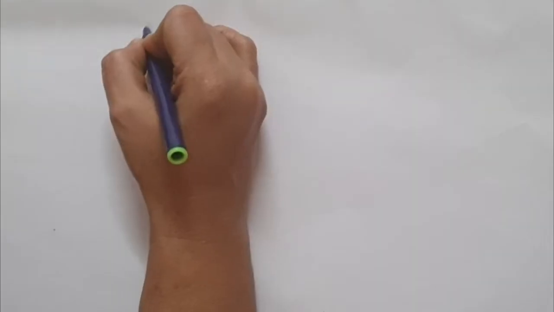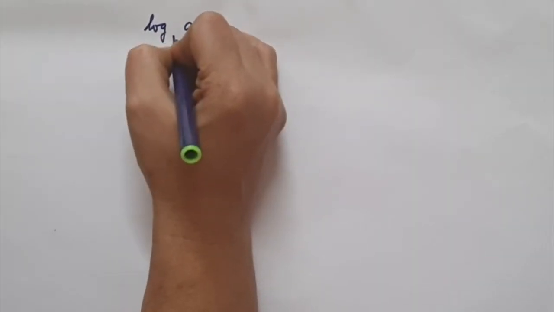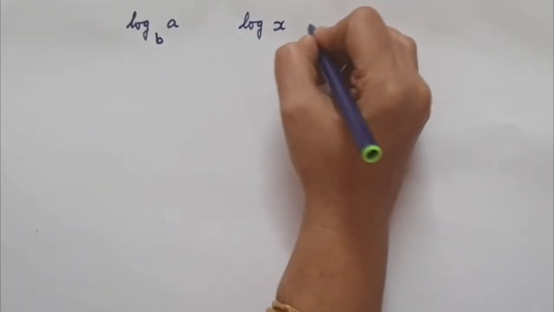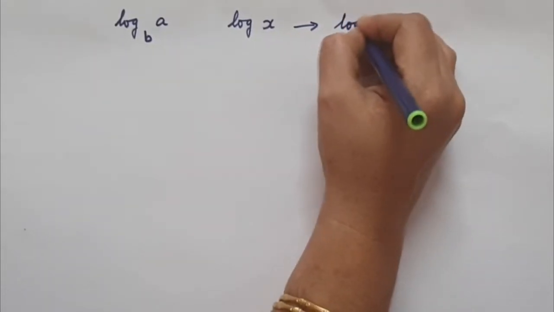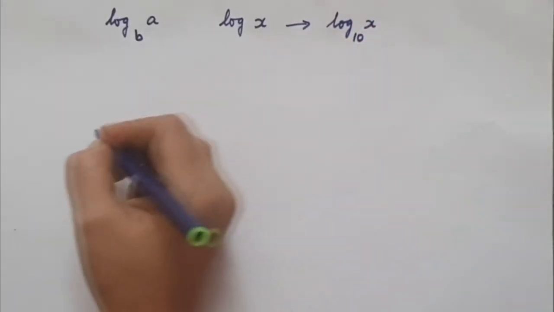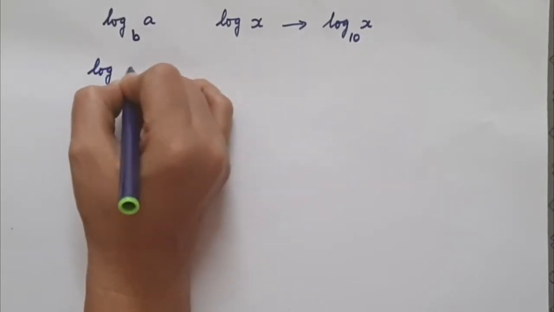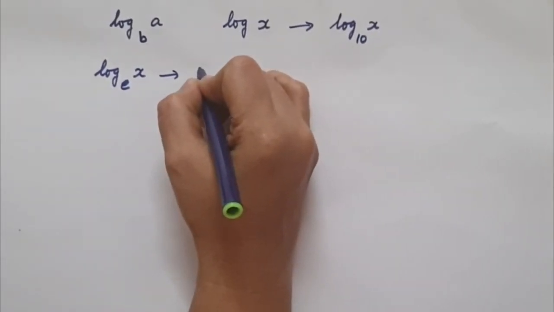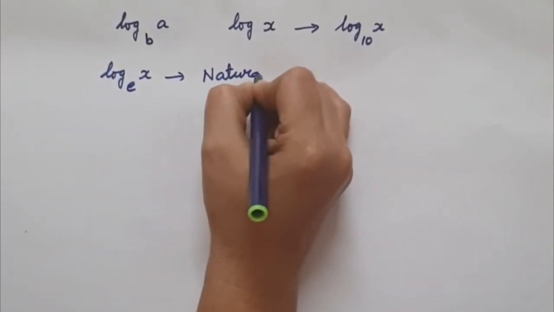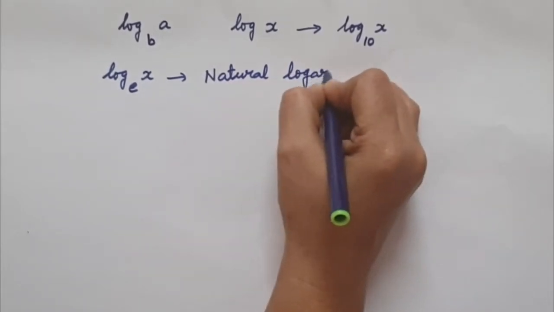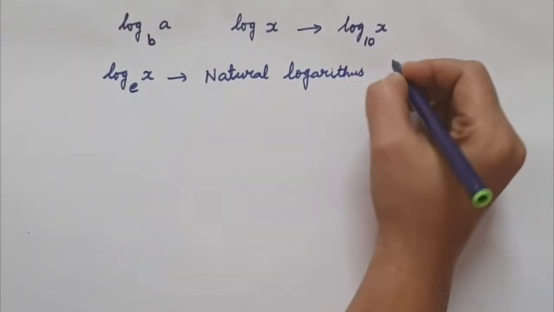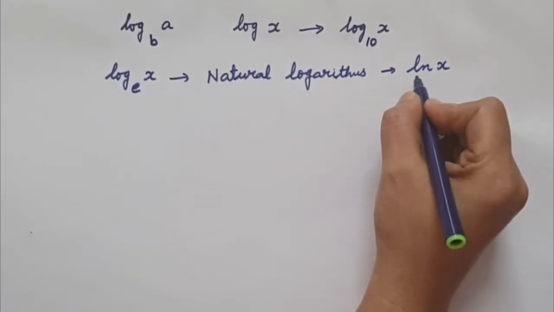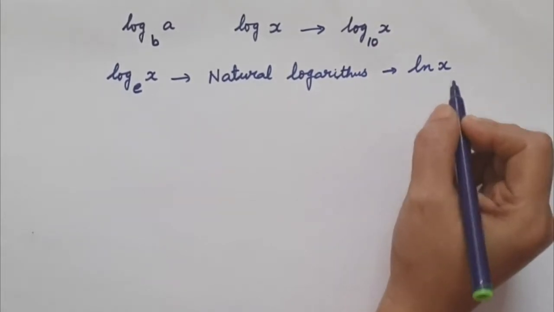Natural logarithms. Logarithms are generally written as log a to the base b, or sometimes we write it as log x. When it is log x, we know that we have to write it with base 10. In the same way, logarithm of x to the base e is called natural logarithm, and the symbol for this is ln x.